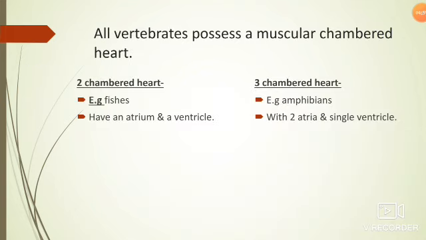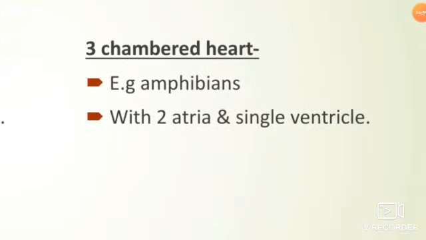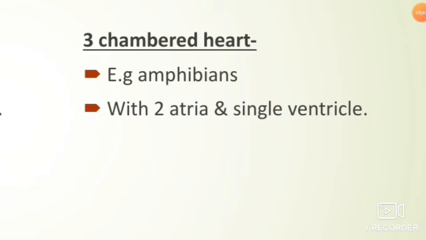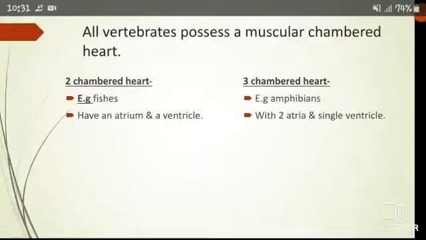Now we will discuss the three chambered heart. It is found in amphibians. In three-chambered hearts, there are two atria and a single ventricle. In the right atrium, impure blood is collected from the body through sinus venosus, and in the left atrium, pure blood from the lungs is collected. In the ventricular region, both types of blood are mixed. So mixed blood is pumped out from the ventricle to all parts of the body through truncus arteriosus. Now we will see the diagram.